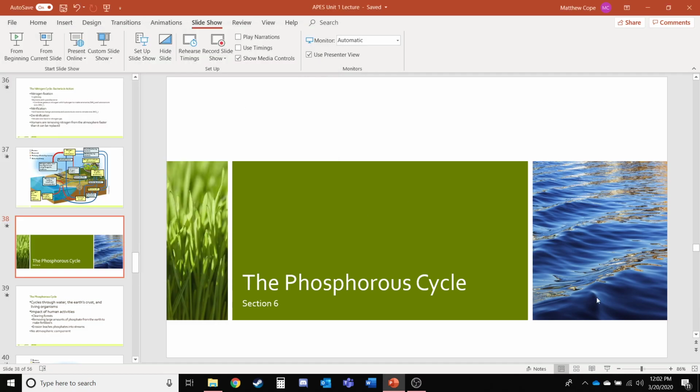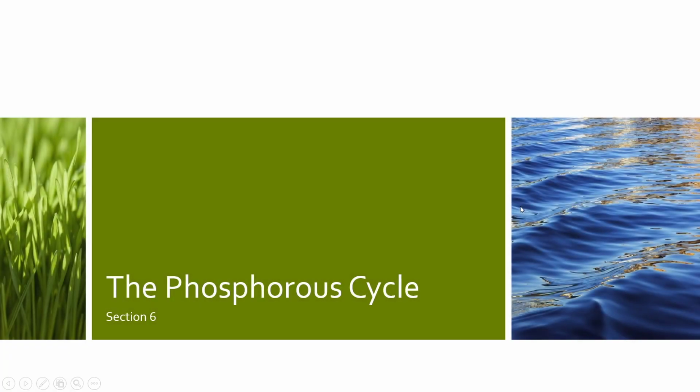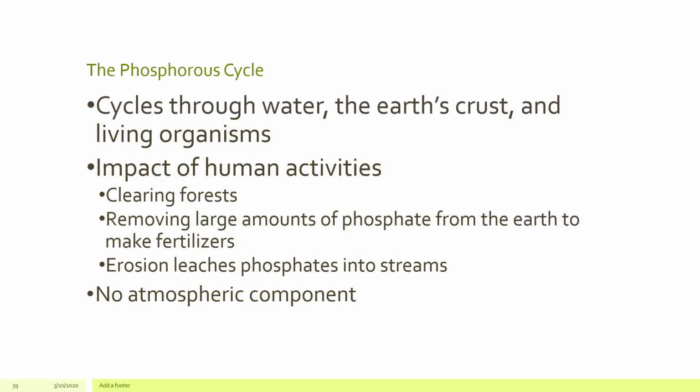All right, welcome back. AP Environmental Science, Unit 1, Introduction to Ecosystems. This is going to be the sixth video, the sixth section. We're going to be looking at the phosphorus cycle, another one of our biogeochemical cycles. Now, the phosphorus cycle cycles through water, the Earth's crust, and living organisms.